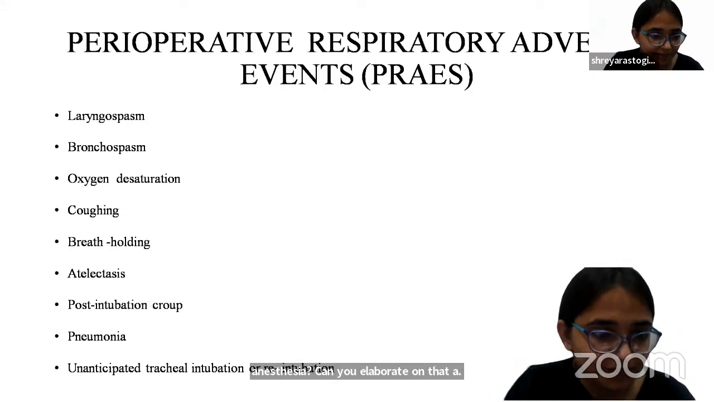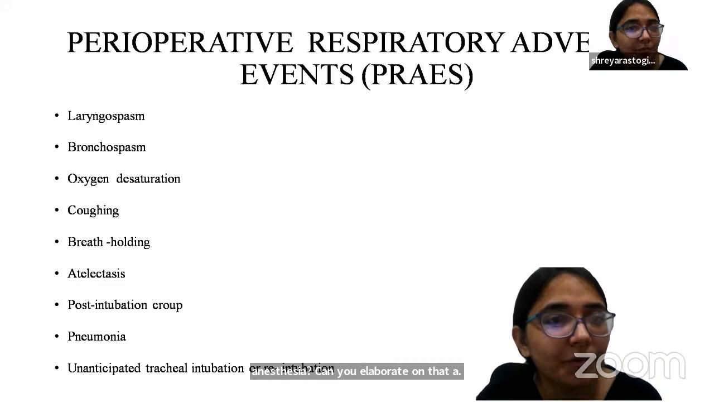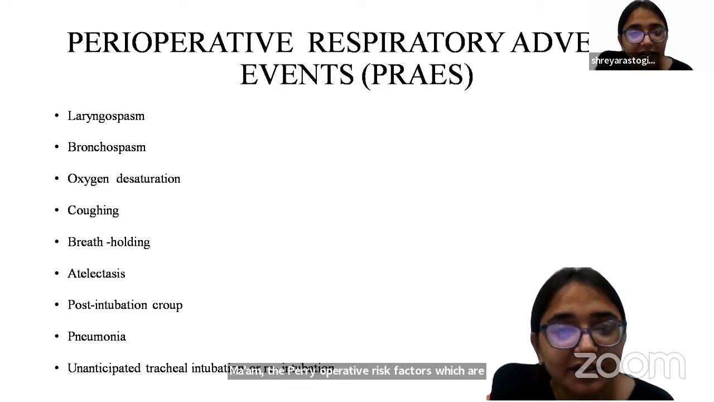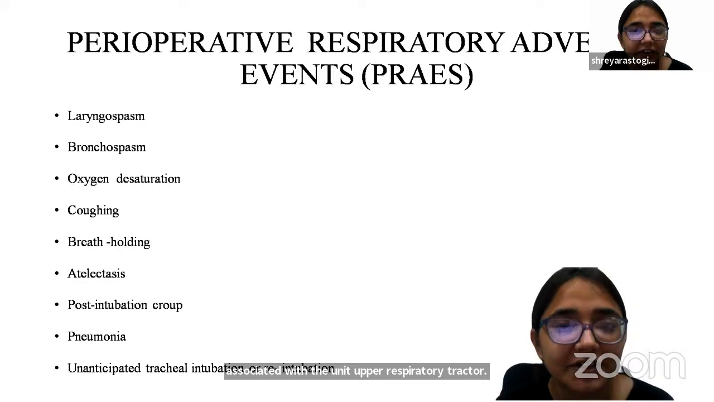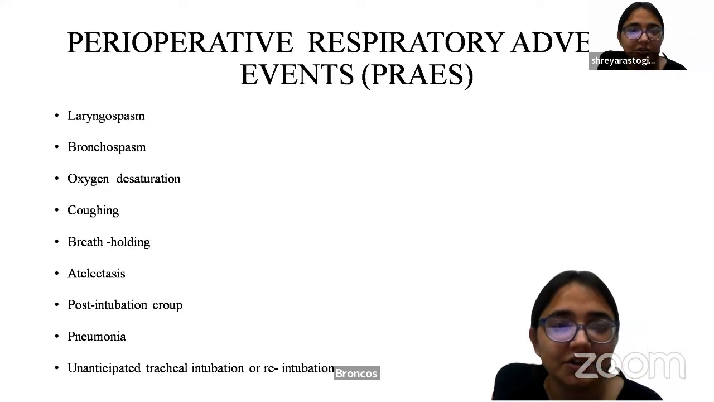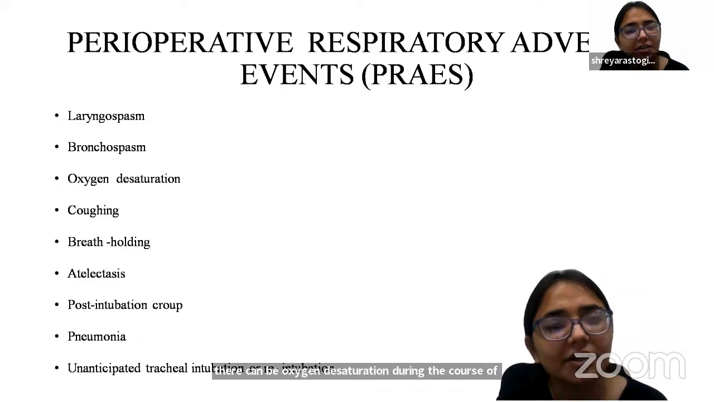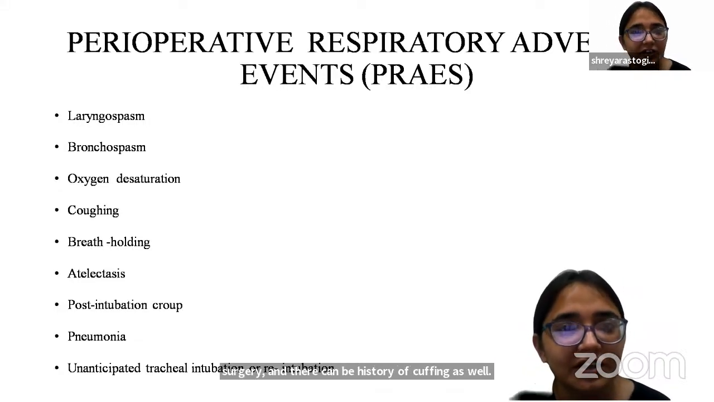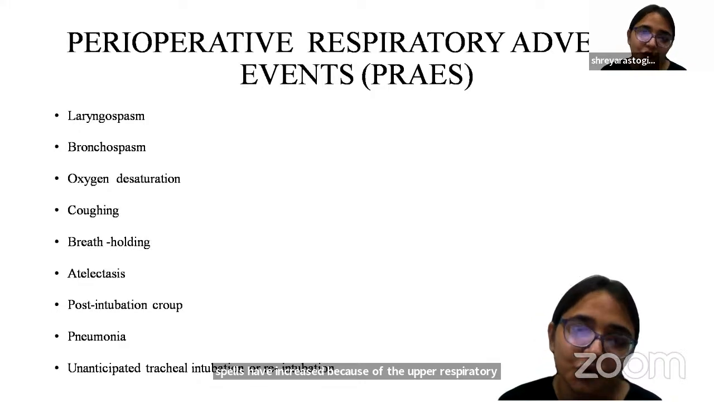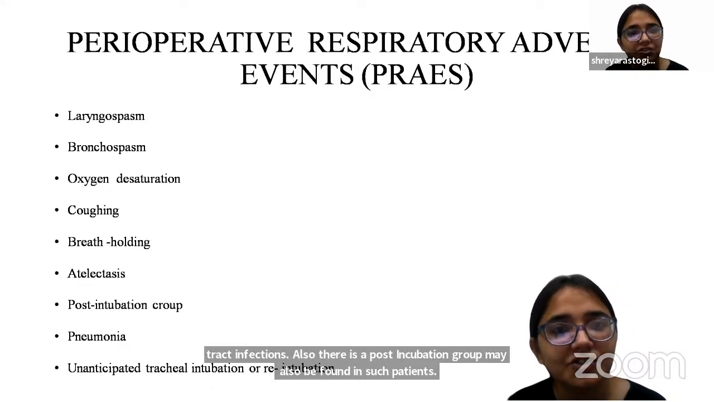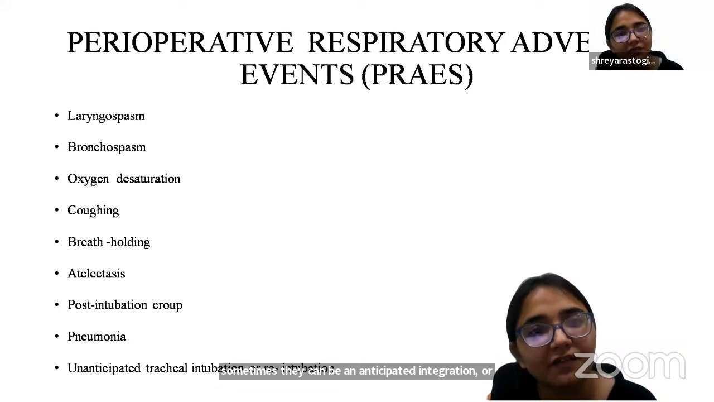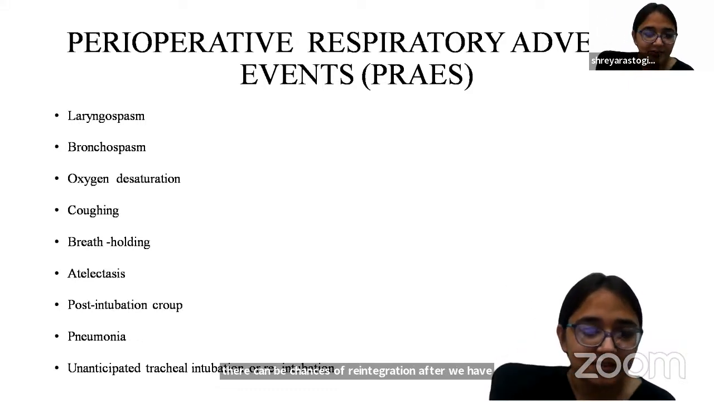Yes, ma'am. The perioperative risk factors associated with upper respiratory tract infections are mostly laryngospasm and bronchospasm, which are major risk factors. Secondly, there can be oxygen desaturation during the course of surgery, and there can be history of coughing as well. We have also found that the incidence of breath holding spells has increased because of upper respiratory tract infections. Also, there is atelectasis or post-intubation croup that may be found in such patients. And there is also history of pneumonia thereafter. And sometimes there can be unanticipated tracheal intubation, or chances of reintubation after we have extubated the patient. So, ma'am, these are the risk factors.